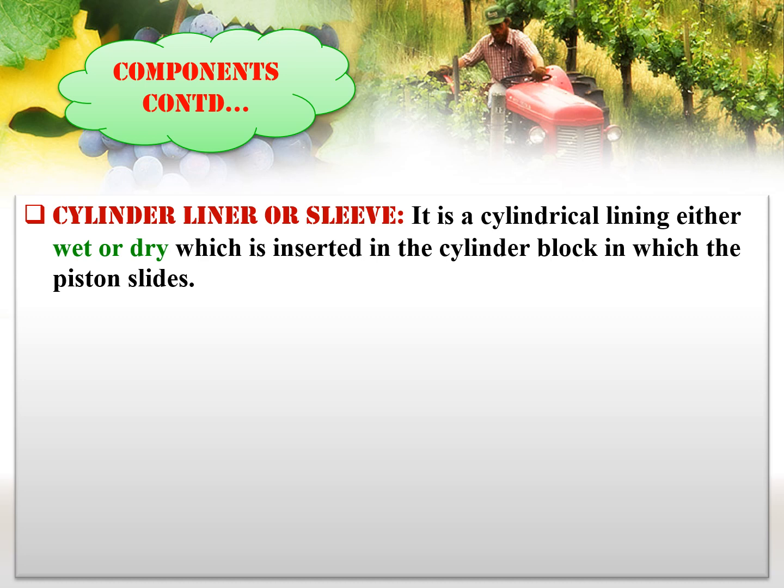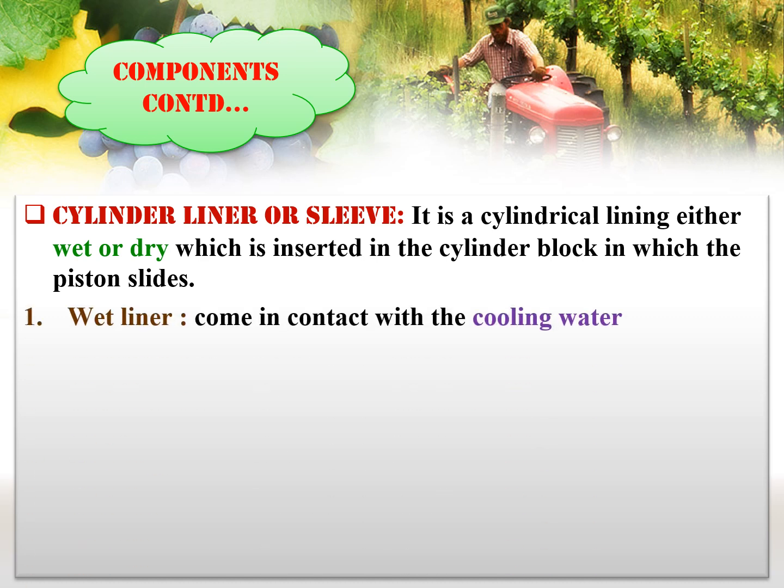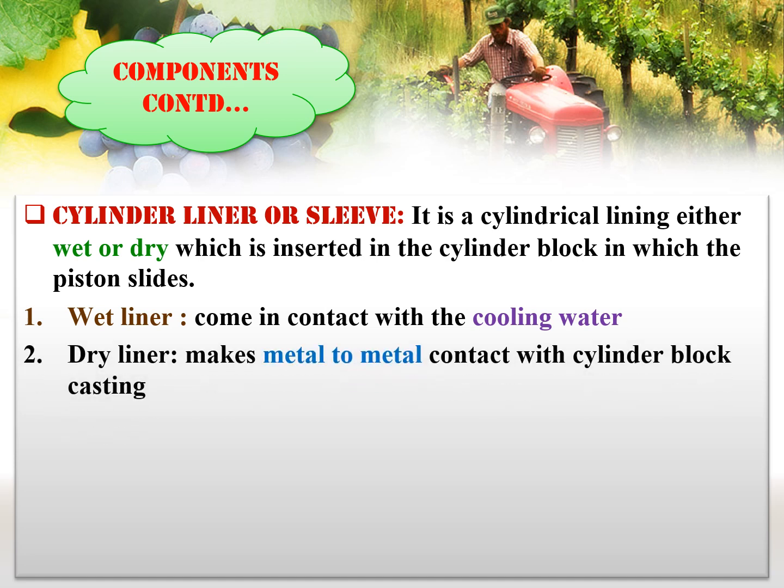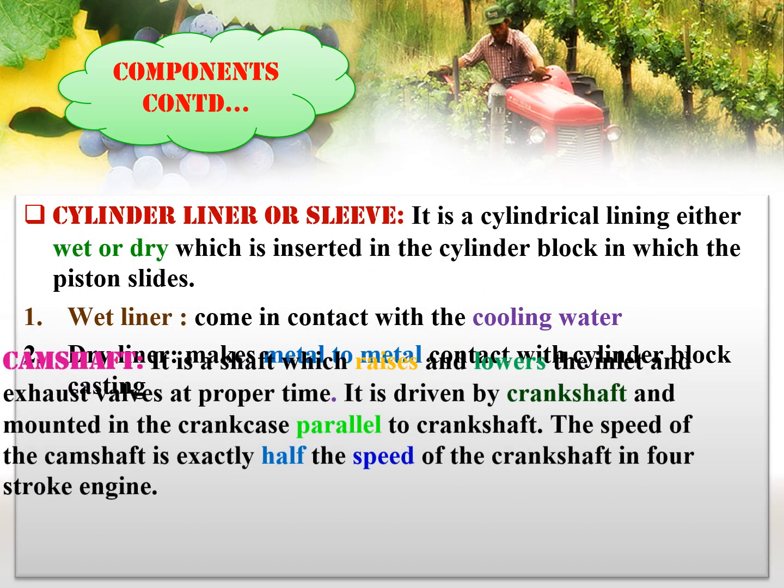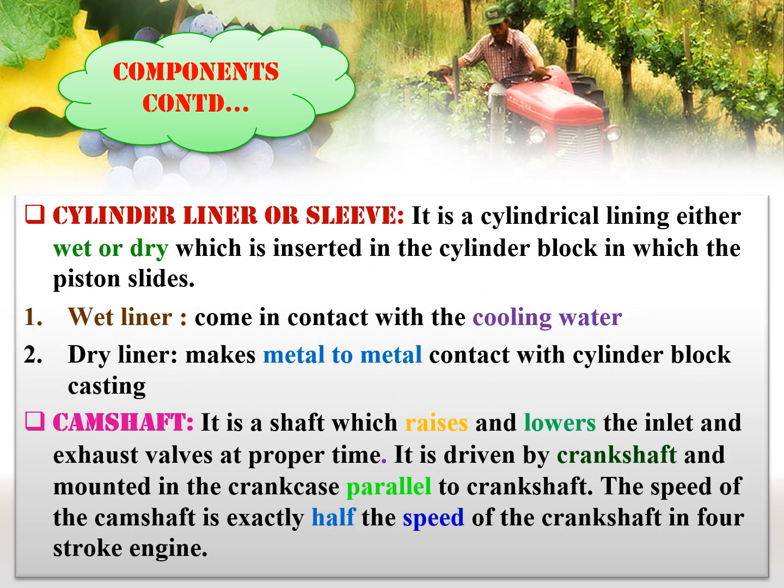The two types of cylinder liner are wet liner and dry liner. If the water jacket has direct contact with the liner, it is a wet liner. If the water jacket has no direct contact with the liner, it is a dry liner. To control the opening and closing of inlet and exhaust valve, the camshaft is provided.